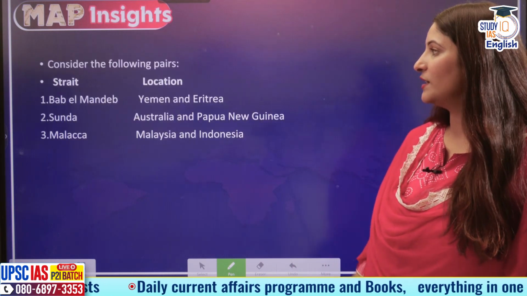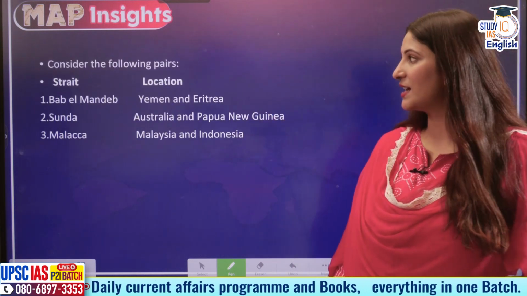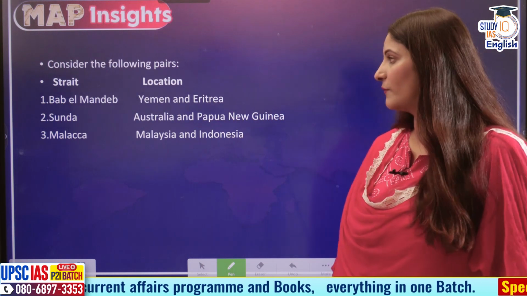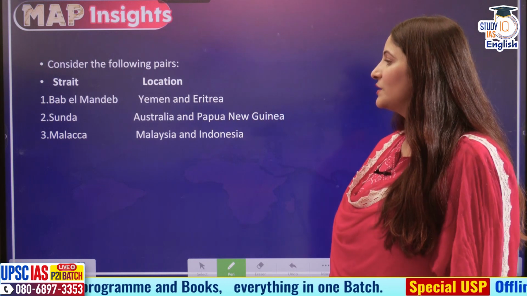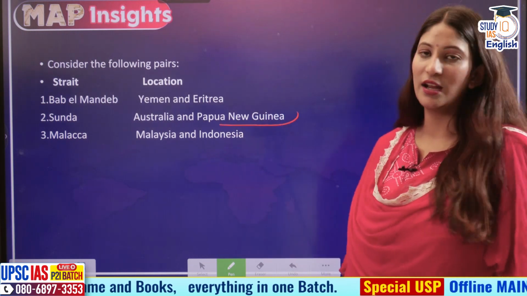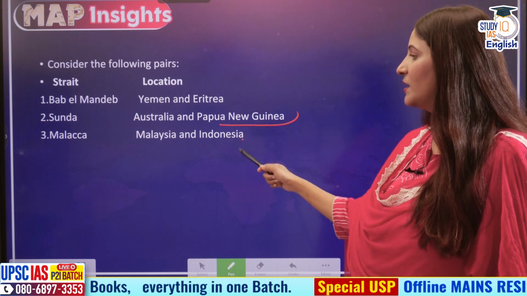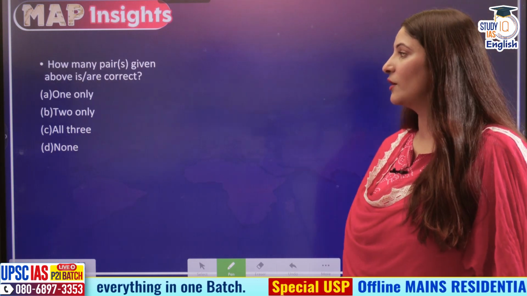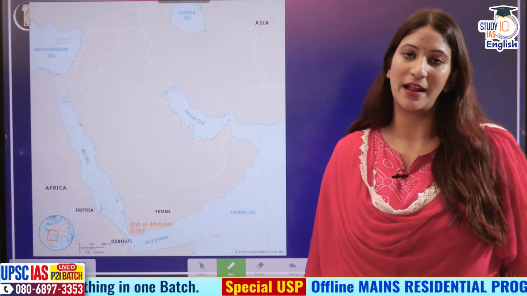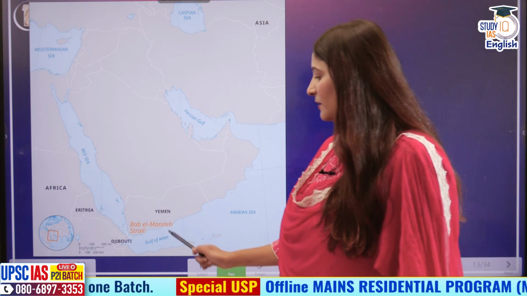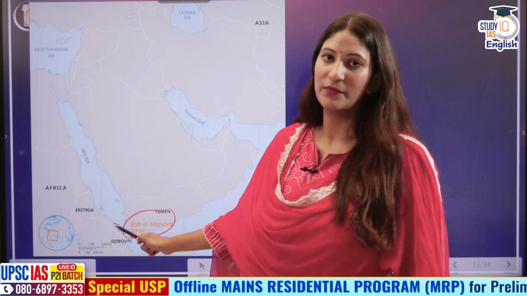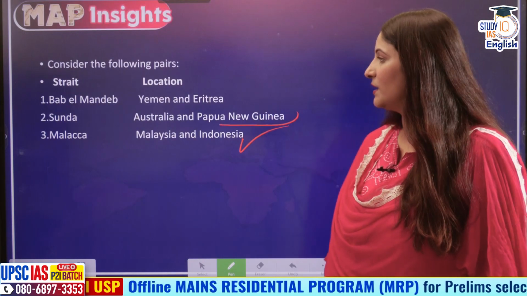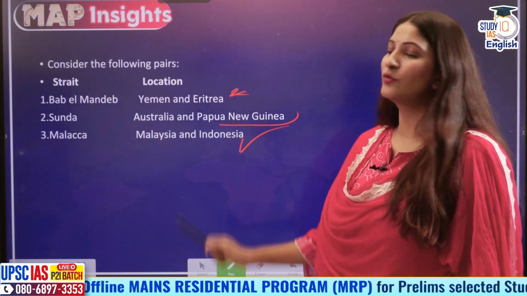Moving on to the next one, consider the following pairs: strait and the location in which they are found. Bab el Mandeb between Yemen and Eritrea; Sunda Strait between Australia and Papua New Guinea; and the Strait of Malacca between Malaysia and Indonesia. How many of the pairs given above is or are correctly matched? See, Bab el Mandeb lies between Yemen and Djibouti as well as Eritrea. That makes the first pair correct.